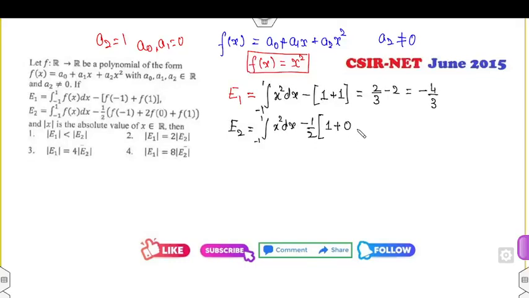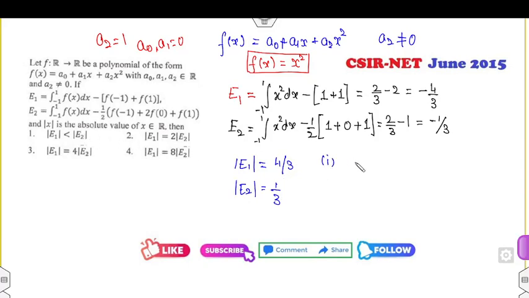F of 0 is twice f of 0, which is 0. F of 1 is 1. It is again 2 by 3 minus 1, minus 1 over 3. Again, I need to calculate the mode of E1, which is 4 over 3, and the mode of E2, which is 1 over 3.